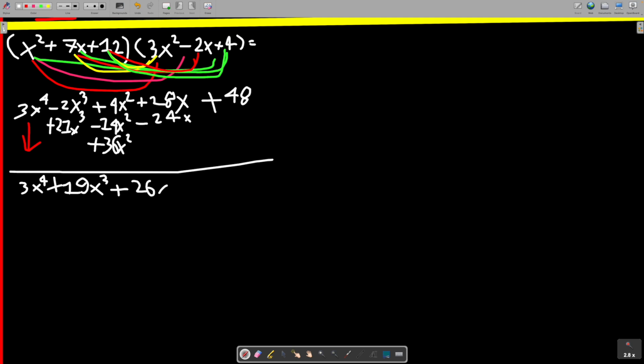And then now let's go to the normal x. 28 minus 24 is positive 4. So we're going to have plus 4x. And then finally, let's bring down this 48. So our final answer is this monstrosity. We have 3x to the 4th plus 19x cubed plus 26x squared plus 4x plus 48. So that's the final answer.